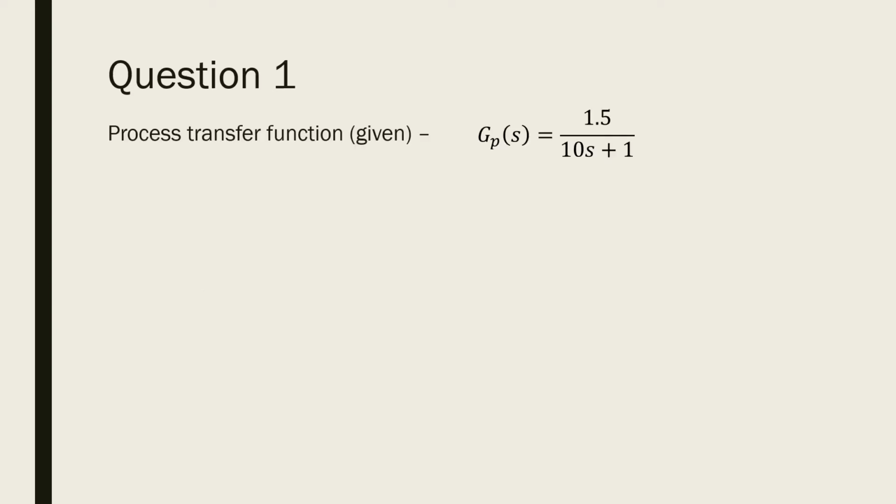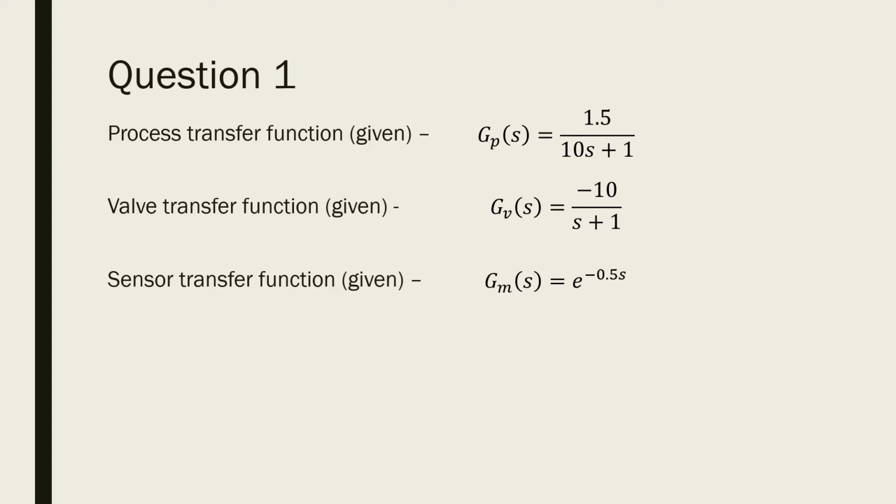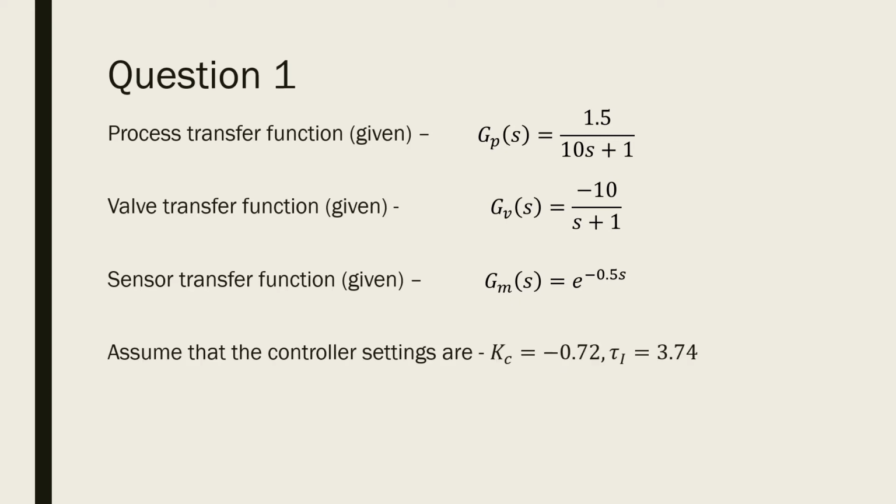In question 1, we are given a process described by the transfer function Gp of s equals 1.5 over 10s plus 1, a valve whose transfer function is given by Gv of s equals minus 10 over s plus 1, a sensor whose transfer function is given by Gm of s equals exponential of minus 0.5 s. The given controller settings are a controller gain of minus 0.72 with integral time of 3.74.